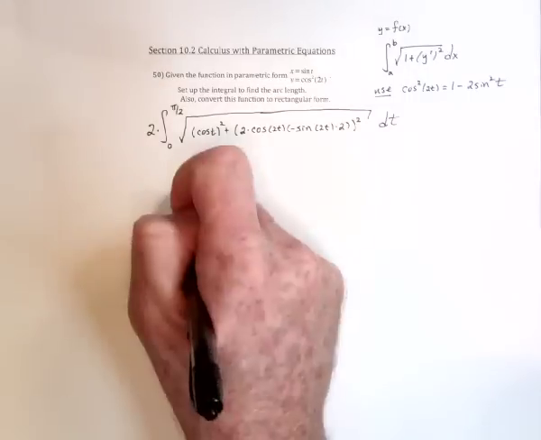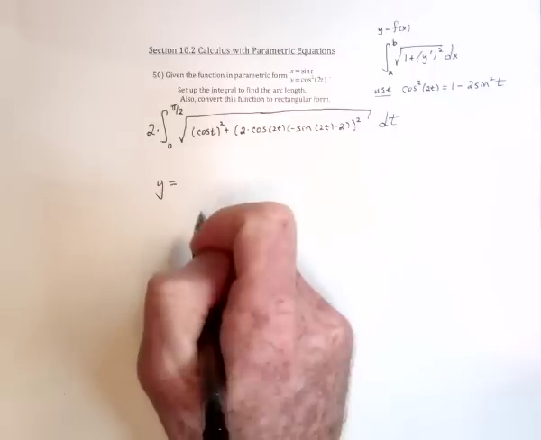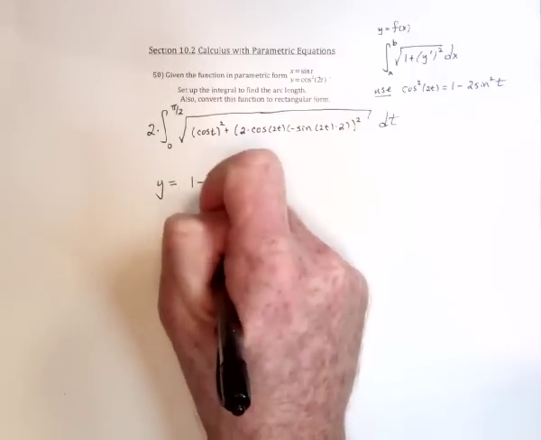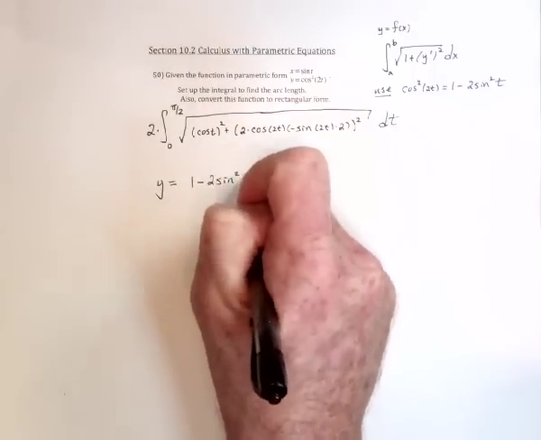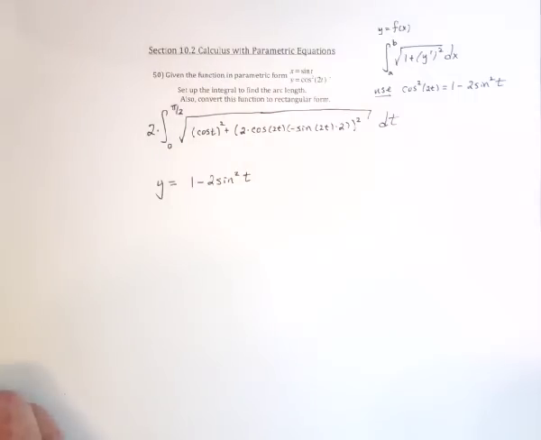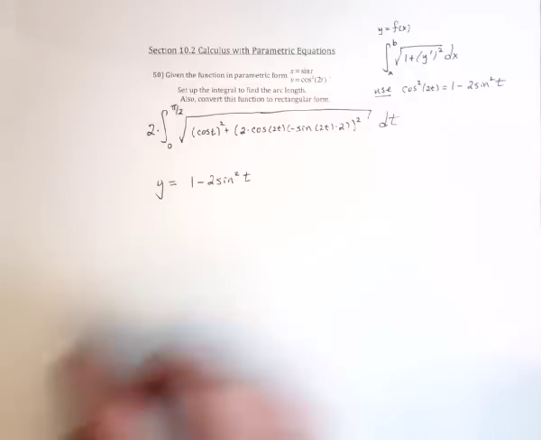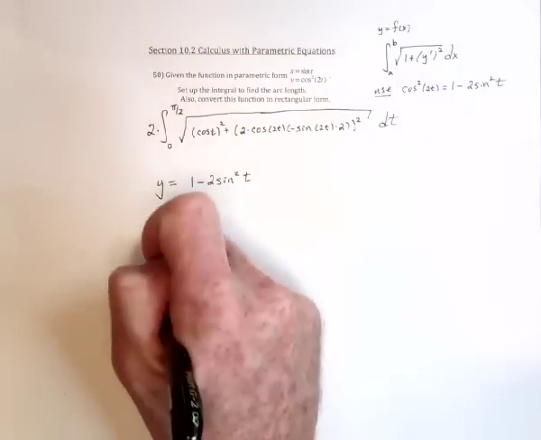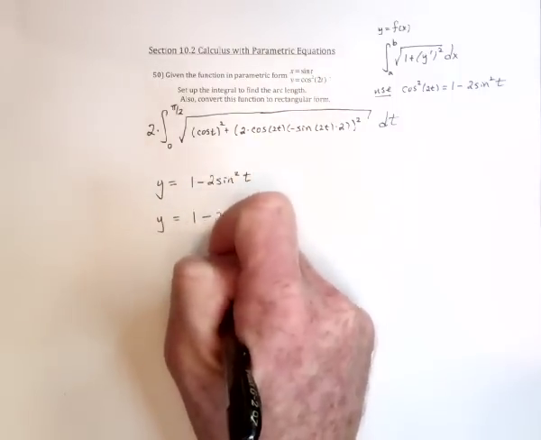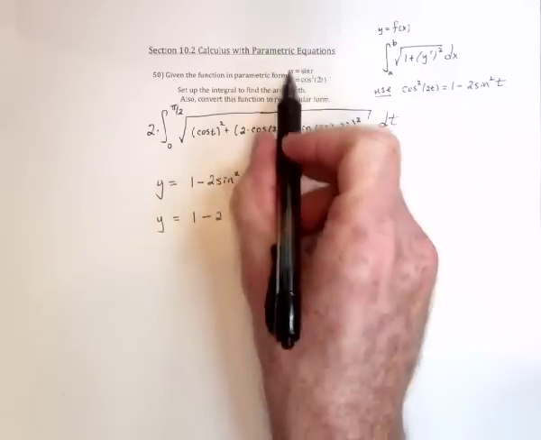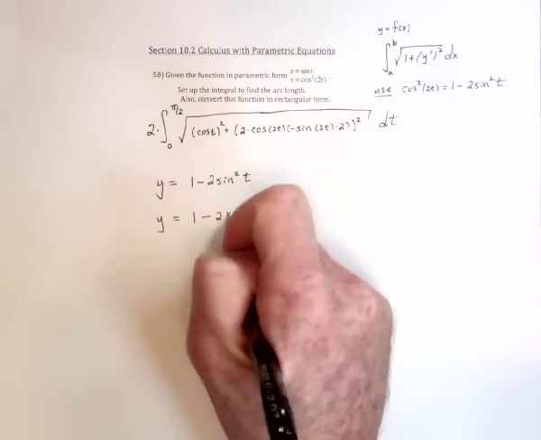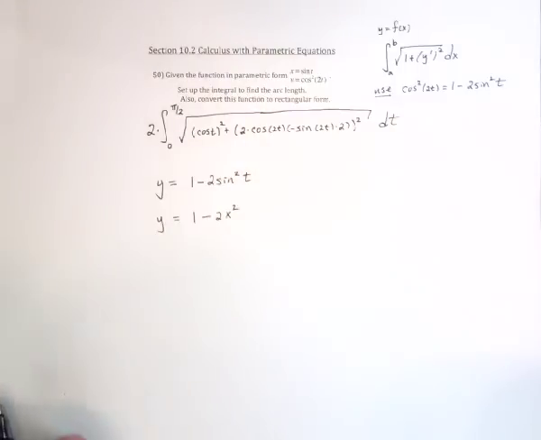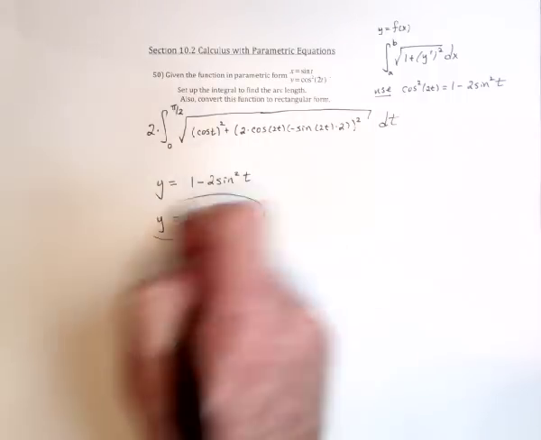So we've got y is equal to, so replace it with 1 minus 2 sine squared. And then from this one, the sine can be replaced with x. So we'd have y is equal to 1 minus 2, and then sine squared, so that would be x squared. And the parameter has been eliminated, so we're done.